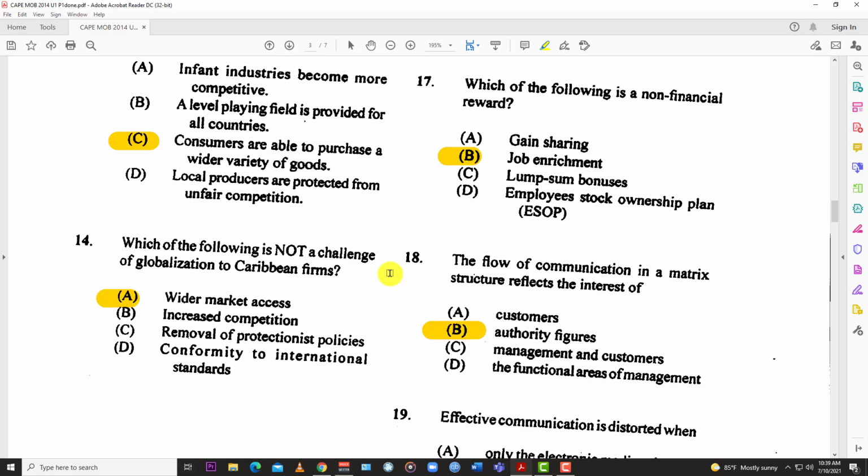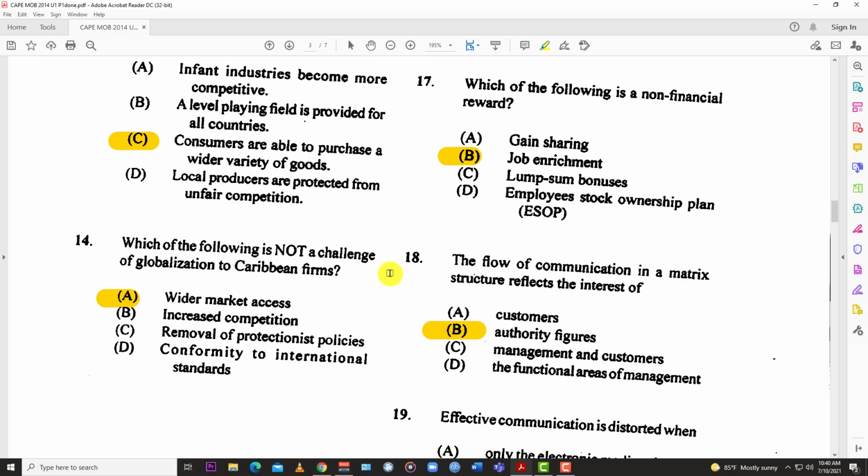So that's a recall question right there. Which of the following is a non-financial reward? Again, a recall question here. And the best answer here, of course, is B, job enrichment. That's the only one that doesn't have any external attributes or motivational factors attached to it. It's not extrinsically motivating. It's one that is intrinsic, and that would be job enrichment. You feel satisfaction with your job.